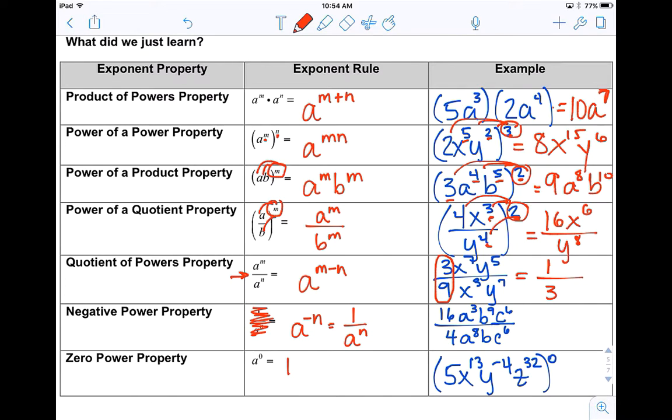And then we'll subtract our exponents. So 7 minus 3 gives us a positive 4. So when we get a positive exponent, that variable goes in the numerator. So we'll have x to the fourth in the numerator. And then for the y's, we have 5 minus 7. 5 minus 7 gives us a negative 2.